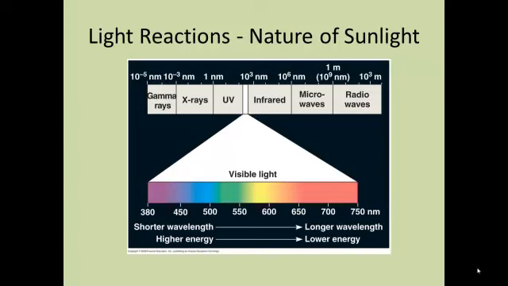The sun gives off a lot of electromagnetic radiation. The part that humans can see is called visible light. It has a wavelength from 380 nanometers to about 750 nanometers. Purple is in the 380 range, red is in the longer 750 nanometer range.